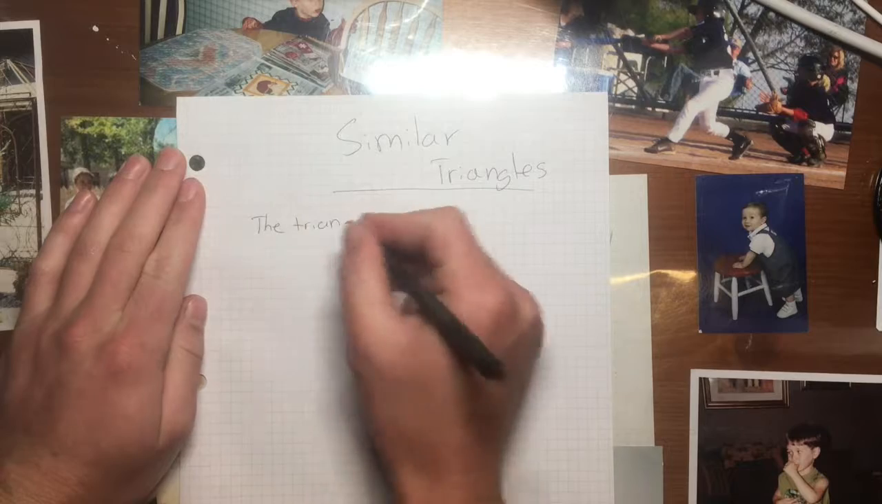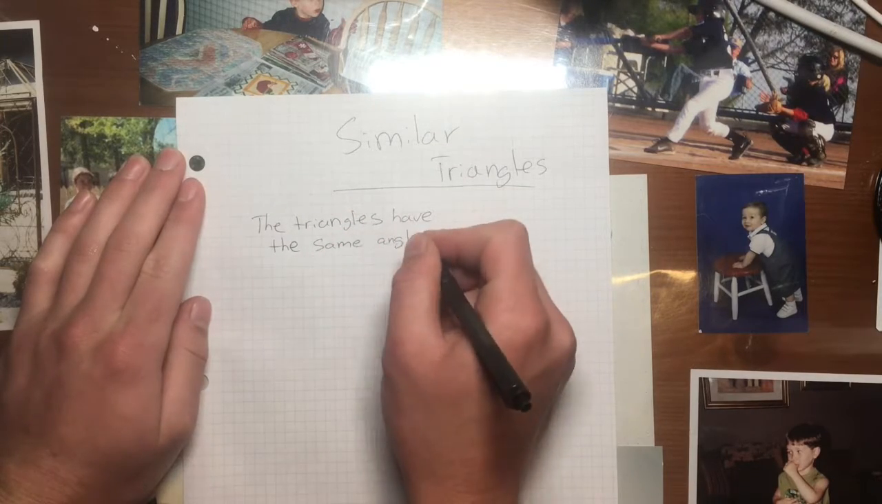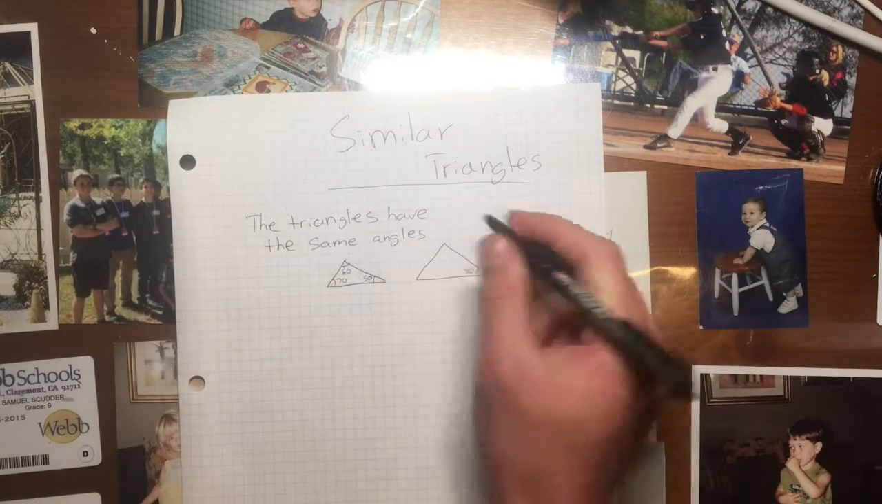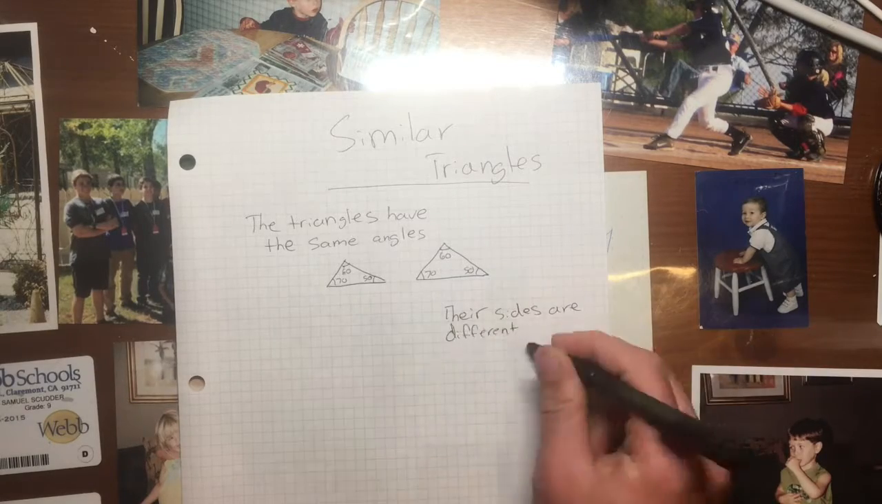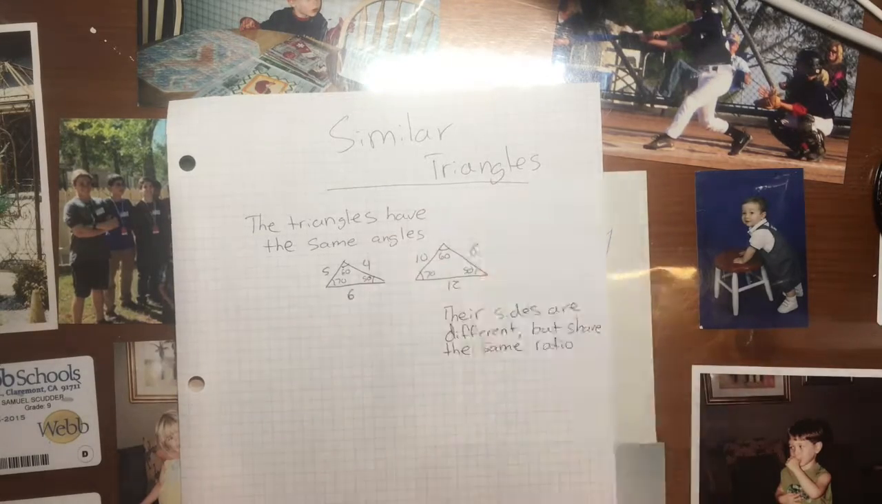Now that we're done with trigonometry, let's move on to our next subject, similar triangles. Triangles that are similar have the same angles, but they are not congruent, for their sides are different, but share the same ratio. Okay, let's do some examples.